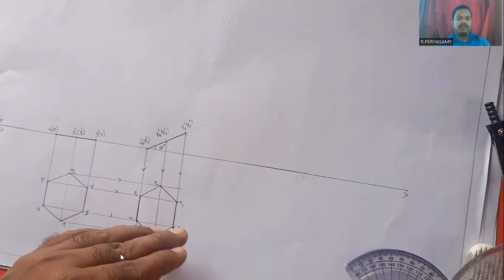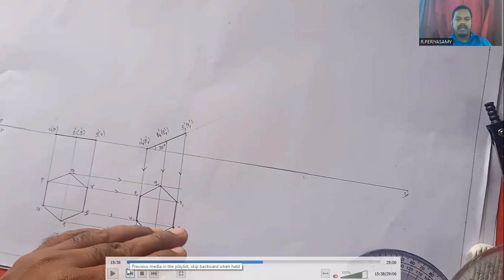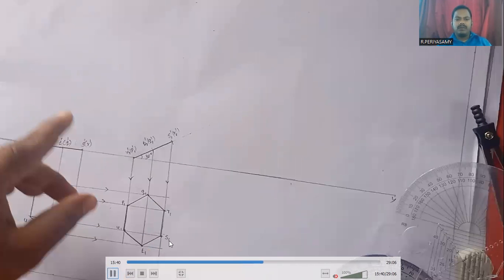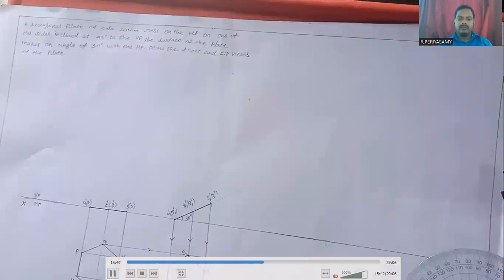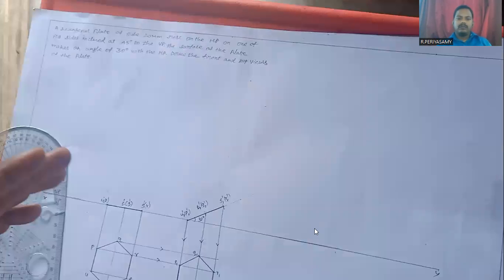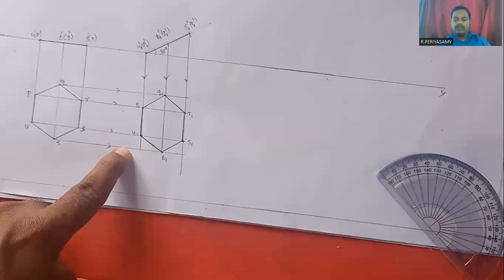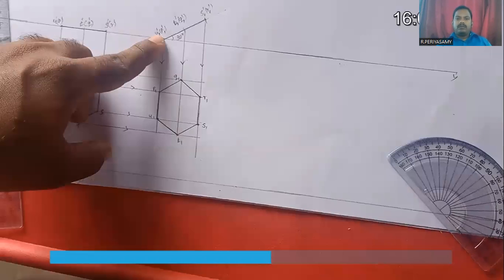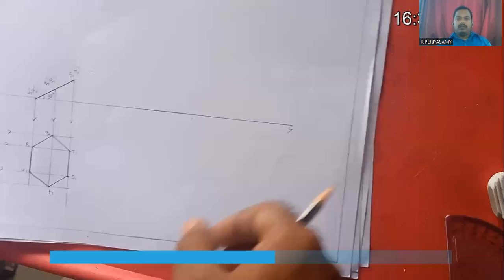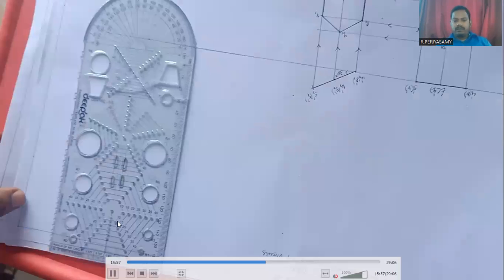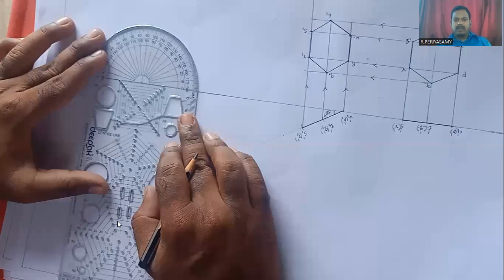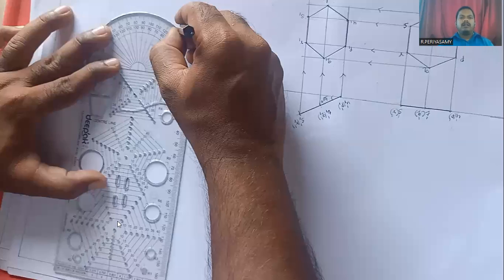Next, we have to draw, when the hexagonal plate is inclined at 45 degrees to the VP, its front view and top view projections. For that purpose we mark one point. Next we have to draw its top view projection.